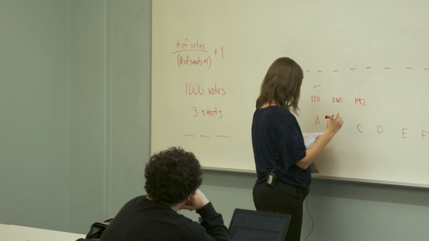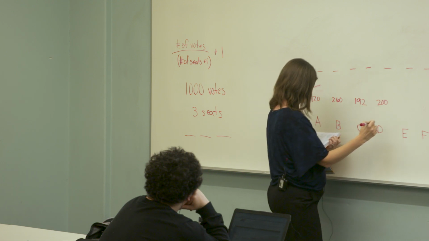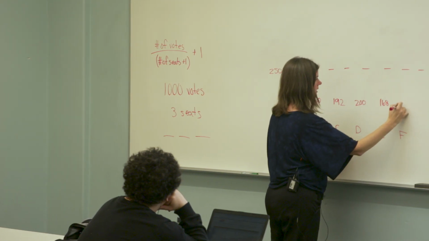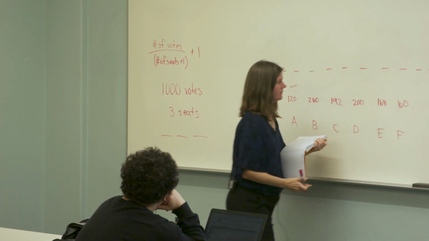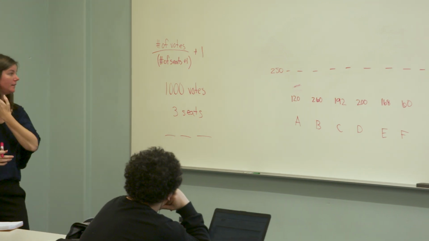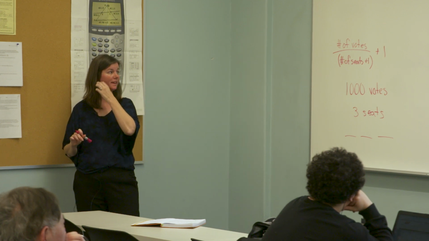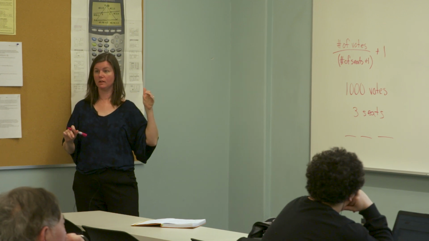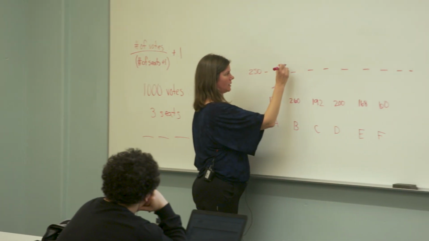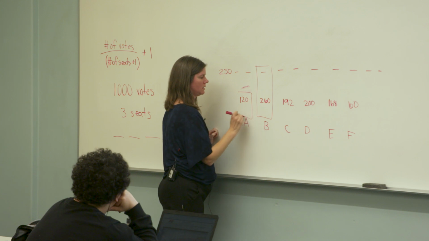And 192 for C. 200 for D. 168 for E, and 60 for F. Okay? I'm just looking at the first place votes. So B has already hit the threshold, right? B has already hit that. So if I were to do a bar chart, it would be something like this.